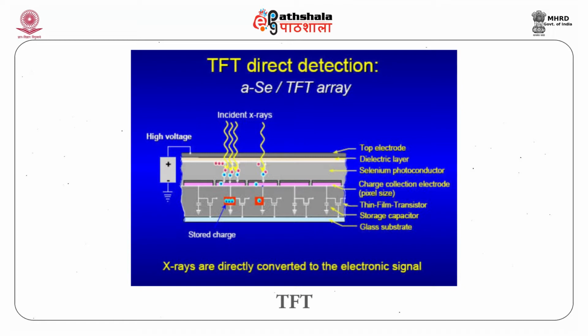After that, we have a charge collection electrode, and it has very small pixels, and that is why it determines the pixel size. After that, we have the thin film transistor, which also has a small storage capacitor. Everything is deposited on a glass substrate. So that is a cross section of a direct flat panel detector. So X-rays here are directly converted into an electronic signal.